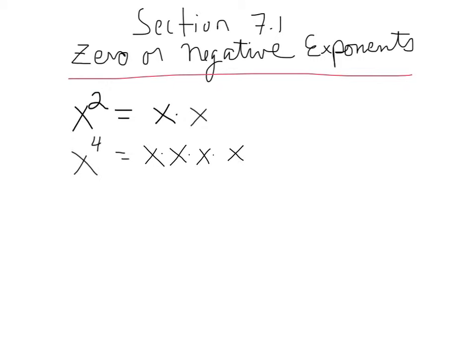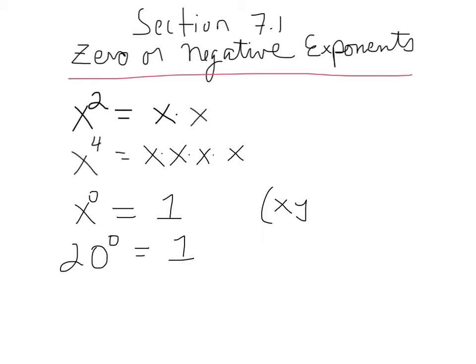So what happens if you have x to the 0 power? Well, by definition, anything to the 0 power equals 1. 20 to the 0 power equals 1. Parentheses x, y, z to the 0 power would equal 1. Alright, so that's just by definition and something you want to remember. Anything to the 0 power equals 1.